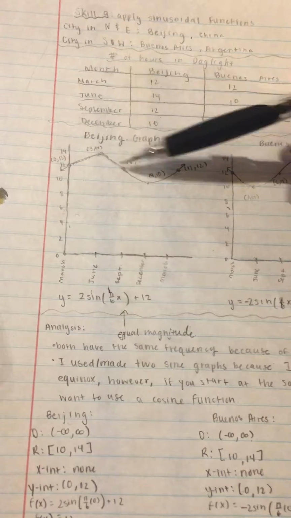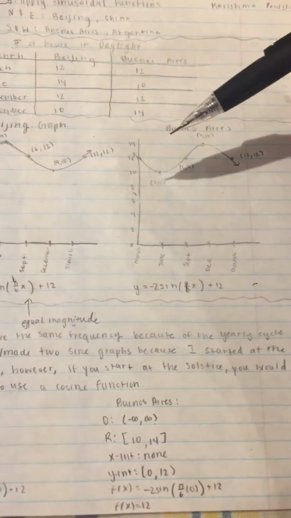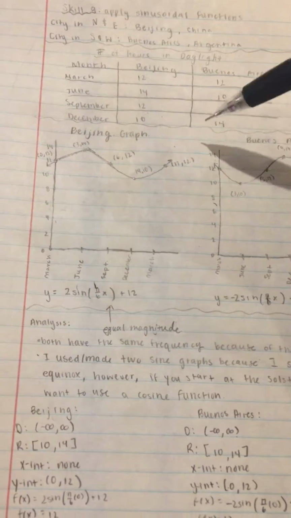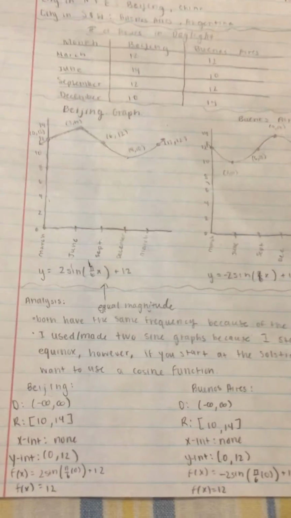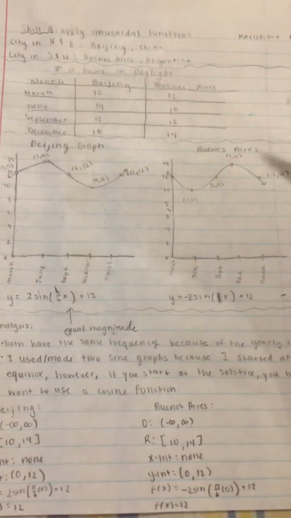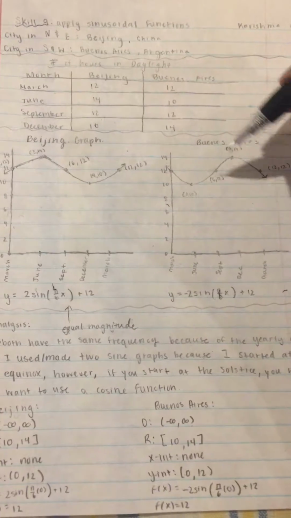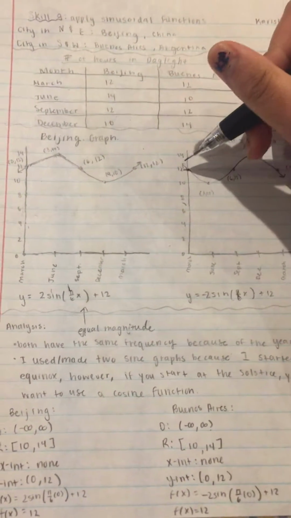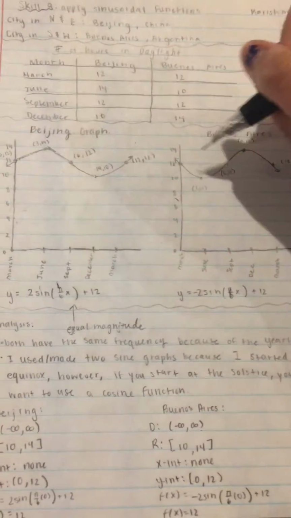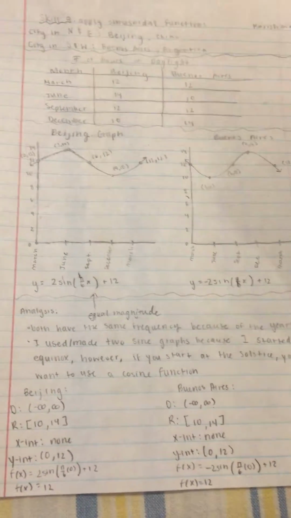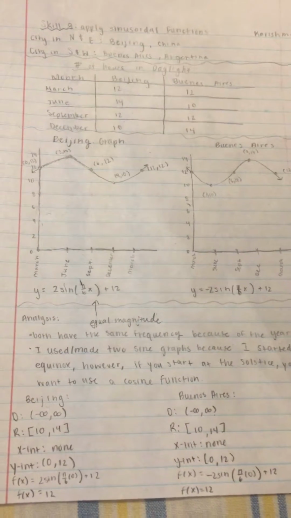Therefore, for Beijing, the amplitude would be 2, and for Buenos Aires, it would actually be -2. This is because the graph goes downwards first. Although they're equal in magnitude, the key difference when comparing and contrasting the graphs is that in Buenos Aires, the amplitude is a negative value because it goes down first. And the vertical shift is simply the midpoint, which in both cases is 12. So that's why we have that plus 12.